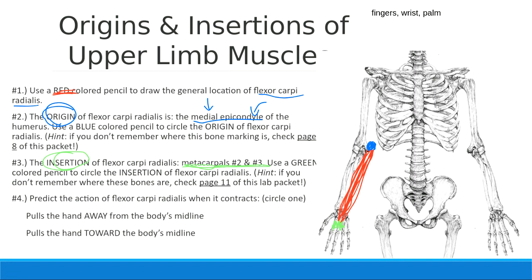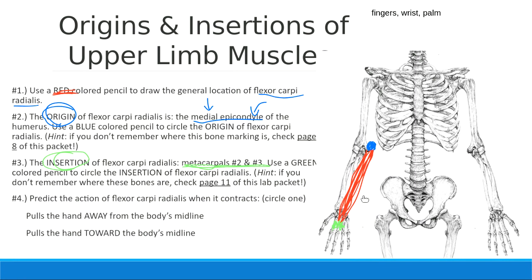So all right, here's our muscle. We've got our origin and we've got our insertion. Remind me, when we talk about origins and insertions, which is the one that does move when the muscle contracts? Is it the origin or the insertion? Exactly. The insertion is going to be the part that moves.